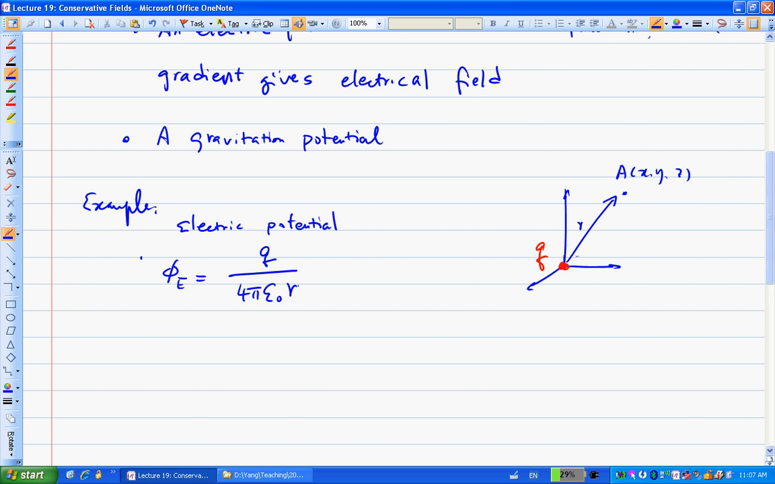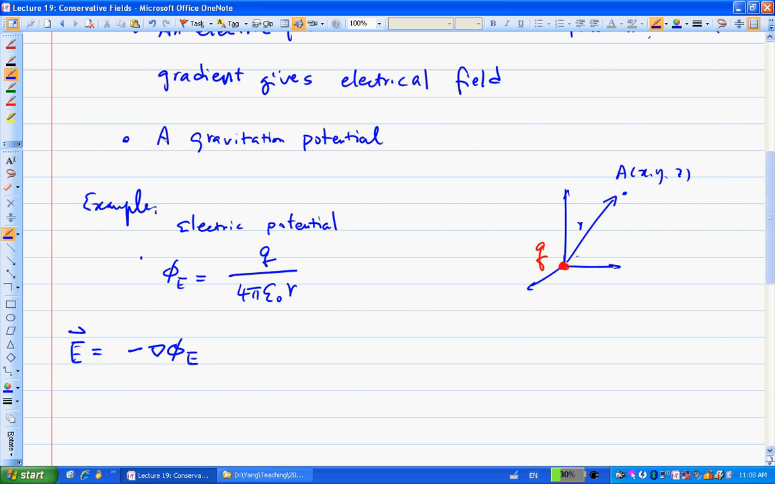Okay. So epsilon naught is a constant, the electric constant. Then if I take the gradient of this one here, I will get the electric field. Or more precisely, there should be a negative in front here. Okay, I will get the electric field.